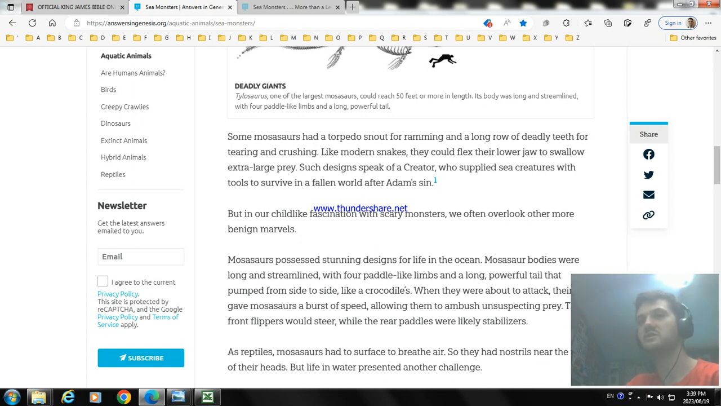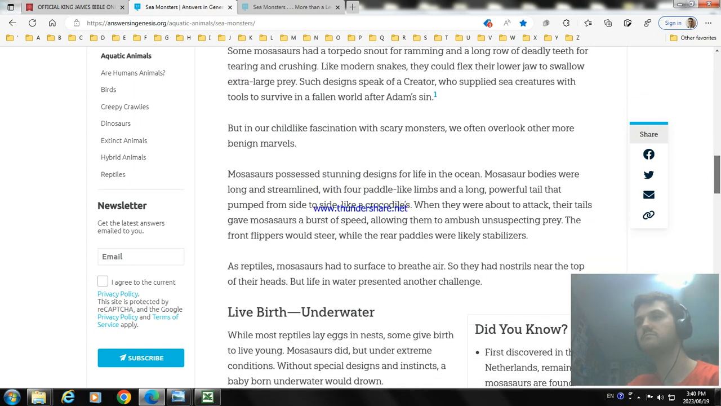Mosasaur bodies were long and streamlined, with four paddle-like limbs and a long, powerful tail that pumped from side to side like crocodiles when they were about to attack. Their tails gave the mosasaurs a burst of speed, allowing them to ambush unsuspecting prey. The front flippers would steer, while the rear paddles were likely stabilizers.